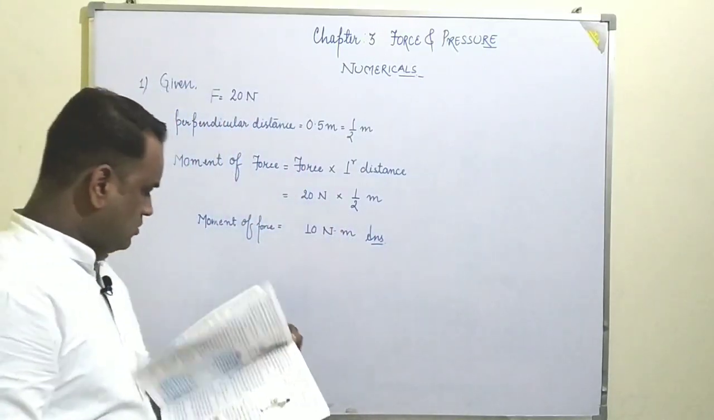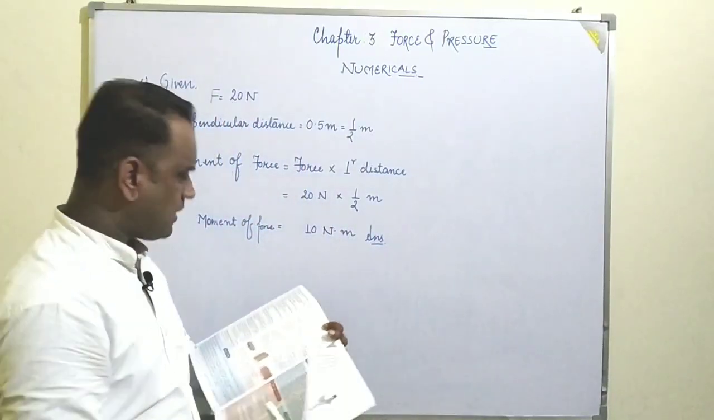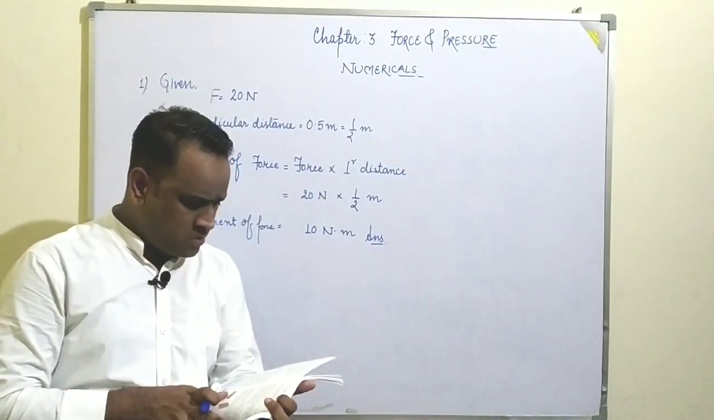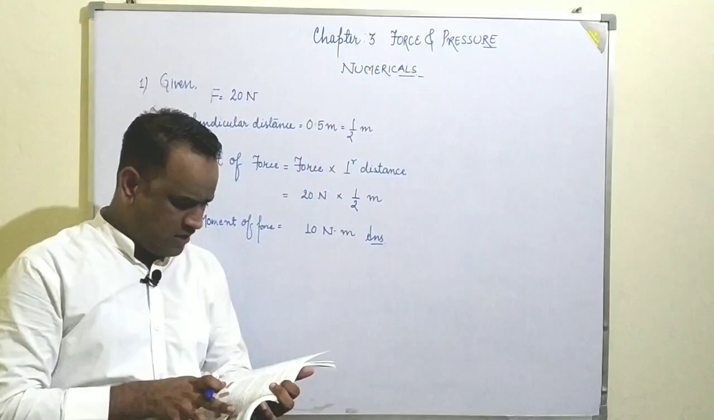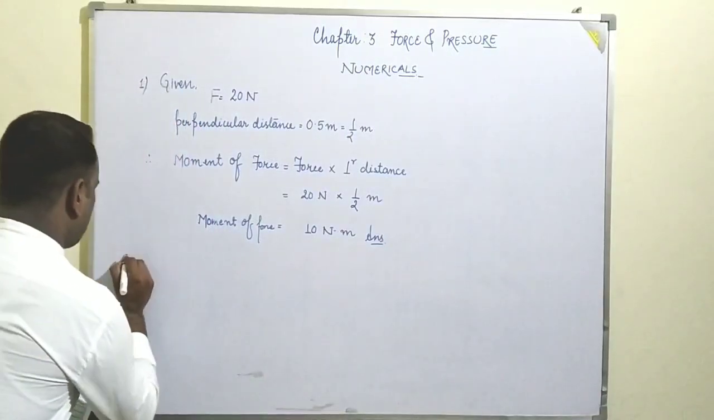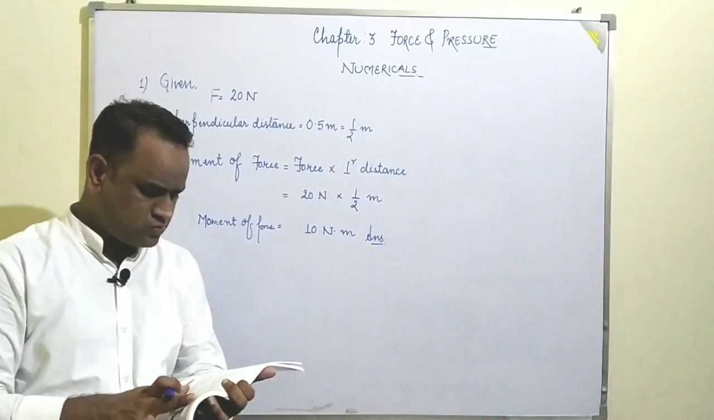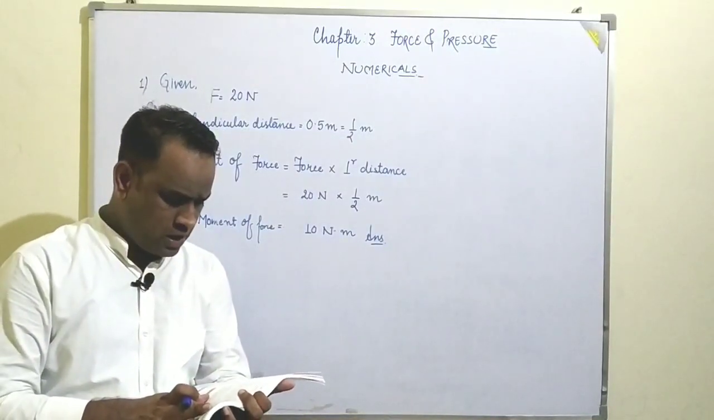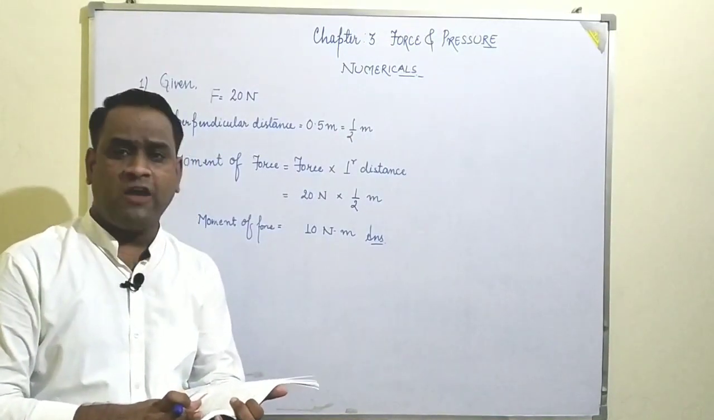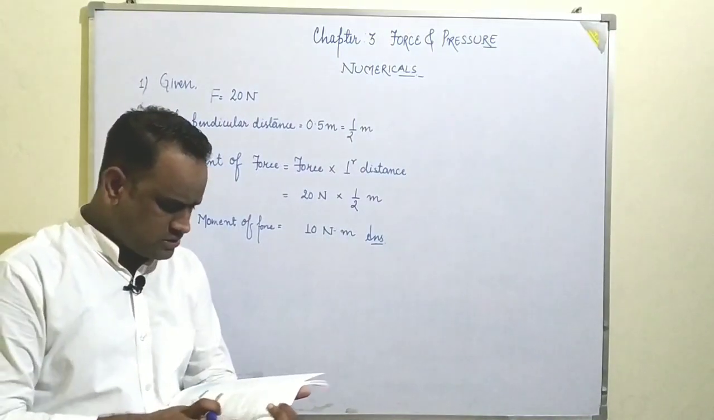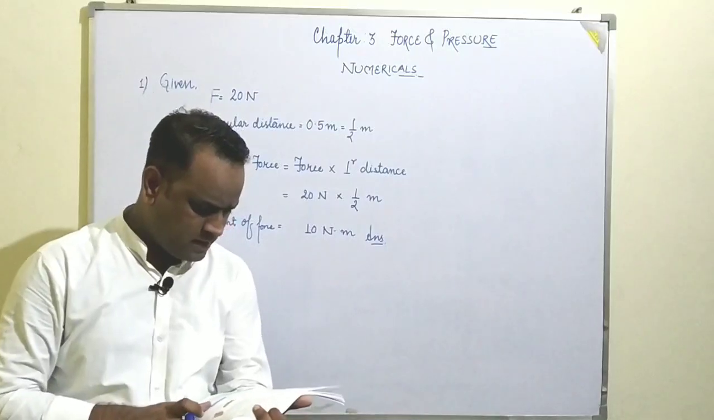Okay students, the next question, the second question, is: the moment of a force of 25 Newton about a point is 2.5 Newton meter. Find the perpendicular distance of the force from that point.